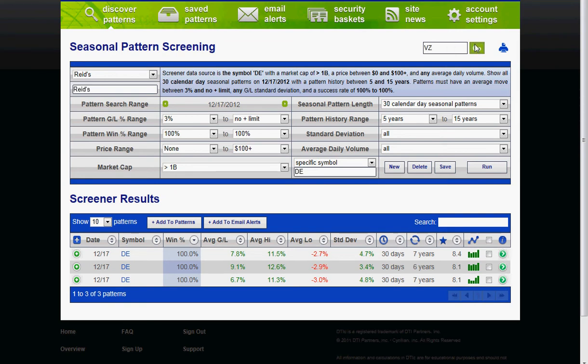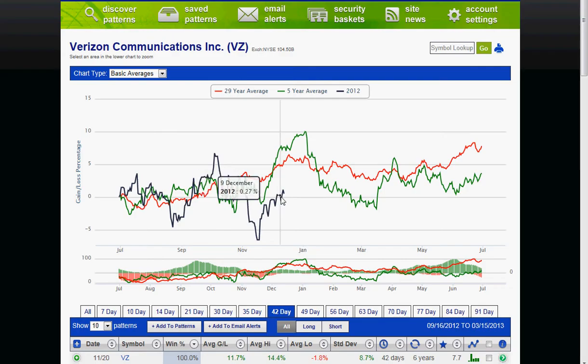Here we go. Didn't like it in that box. I think I had some other settings in there, but here we go. We're looking at Verizon right now.